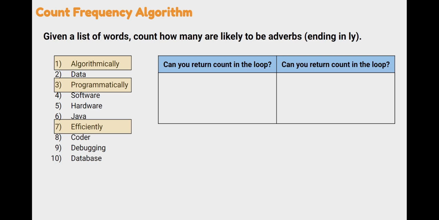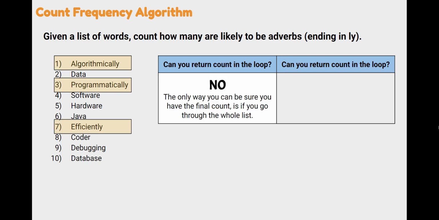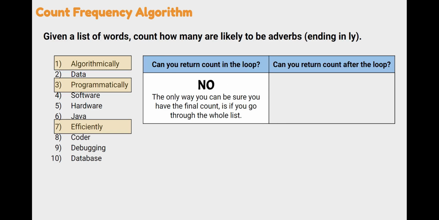But we had to go through the entire list to do this. We couldn't just stop at 5 because at 5 we only knew that 2 of the words were likely adverbs. In this case, we cannot return in the loop. The only way that we can be sure that we have the final count is if we went through the entire list. Can we return the count after the loop? Yes, we have to return the count after the loop. We have to look at each word to be sure that we have the final count.